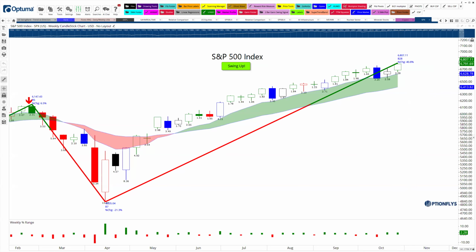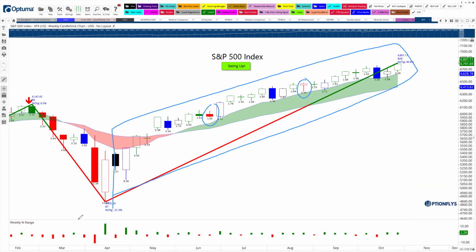So a 40.8% move since the April low, and we only had two lower bars. Only two. And look at the size of those: 1.65% range, and this one was 2.13% range. Every single bar is higher, either an outside bar, inside bar, or higher bar, except for these two. This is how strong this trend is. It's not a joke.